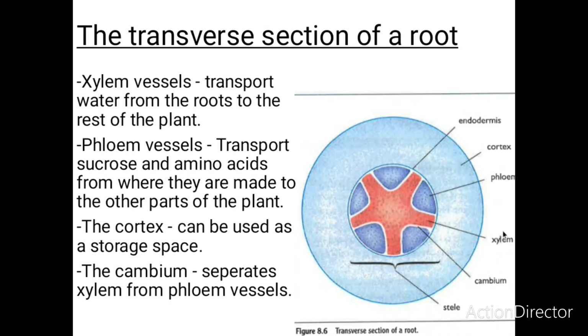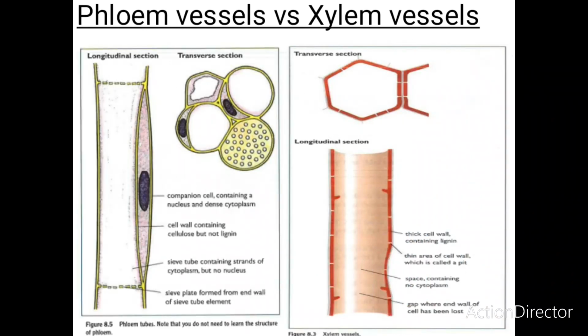The xylem vessels transport water from the roots to the rest of the plant. The phloem vessels transport sucrose and amino acids from where they are made to the other parts of the plant. The cortex can be used as a storage space and the cambium separates xylem vessels from phloem vessels.